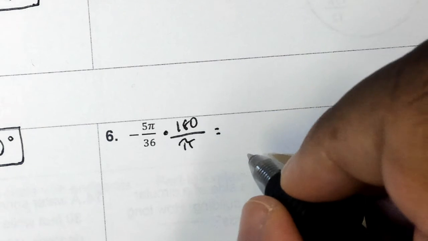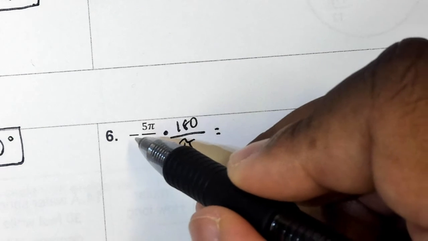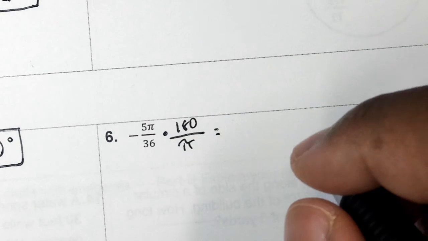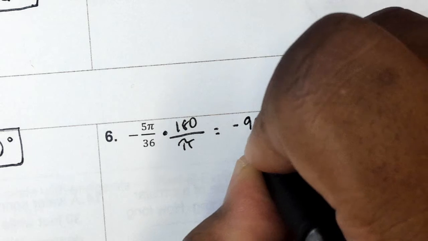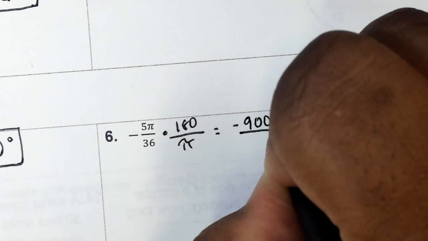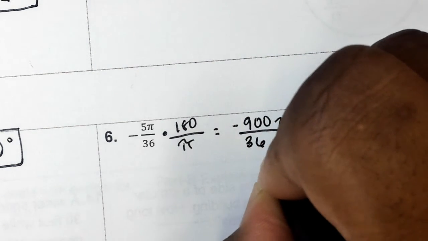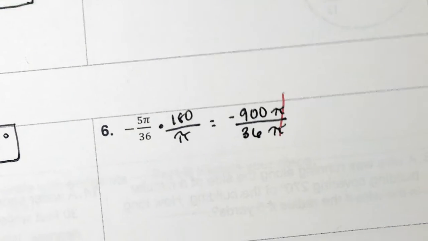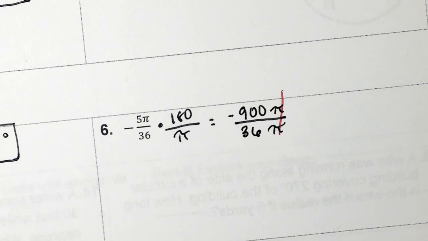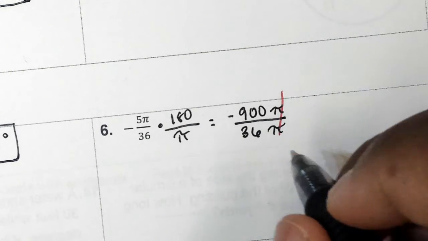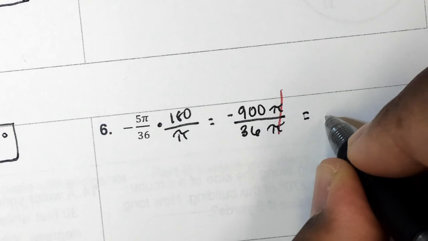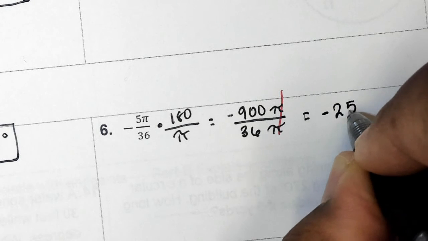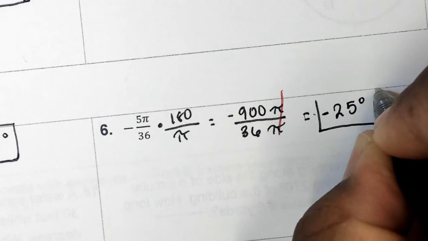Alright. So when I do this next one, I'm doing negative 5 times 180. That's going to give me negative 900 pi. And on the bottom, I'm going to get 36 pi. The pi's cancel. Negative 900 divided by 36 is negative 25 degrees.